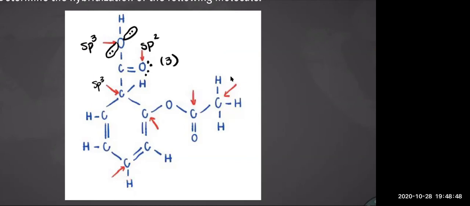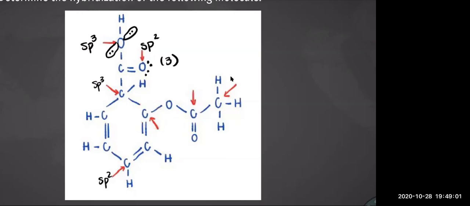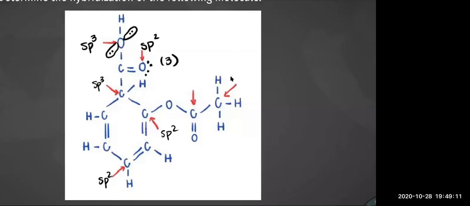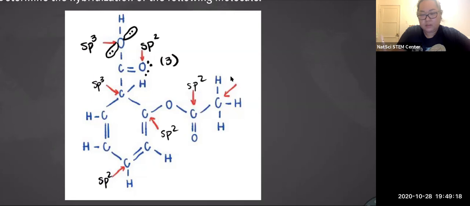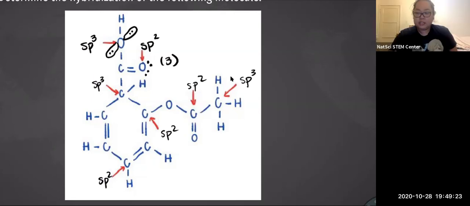Which one? This one. That one is 1, 2, 3. So it is sp2. And then this one, sp2. If anyone got different answers, chime in. The next one, the one to the right, the first closest one. This one, sp2. And the last one is sp3. Everyone gets the same answer?